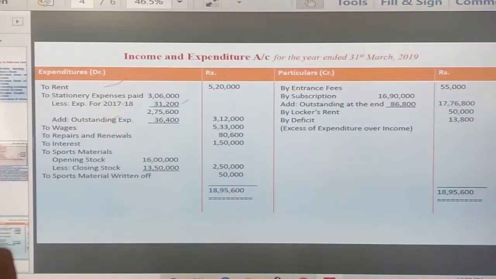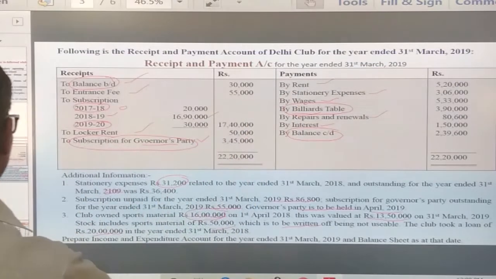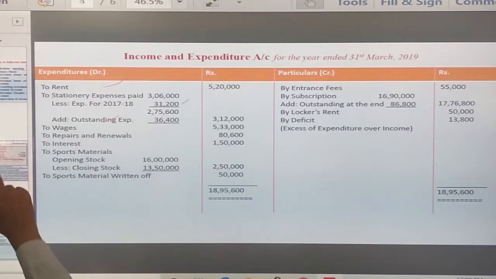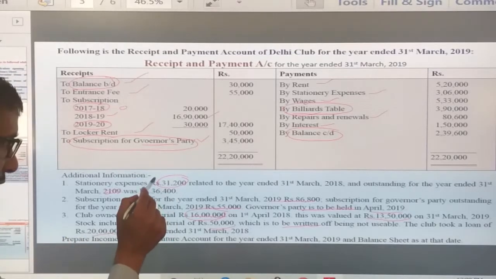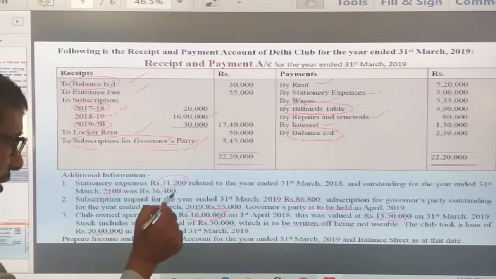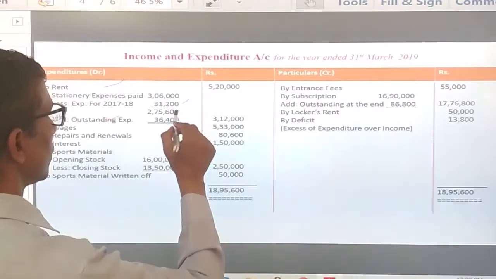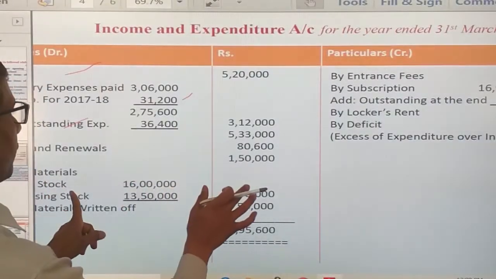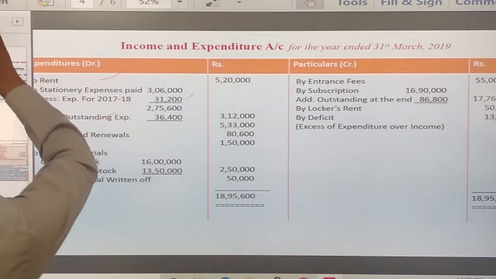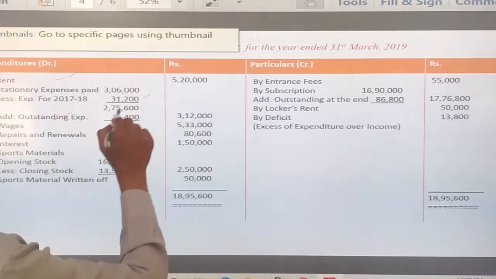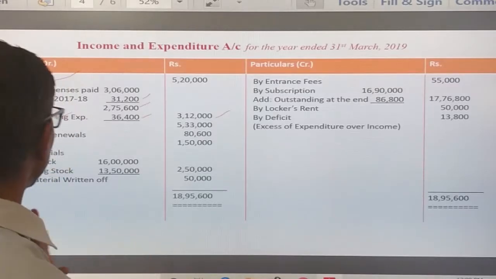Now the income and expenditure account. In income and expenditure account, first from the payment side, rent is given. So we have shown here rent. After this, stationery expenses is given 3,06,000. In these stationery expenses, this 31,200 we have to deduct and 36,400 we have to add. So in this way we have to show this. After deducting this, this is coming. After this, add this. After adding, 3,12,000 is coming.